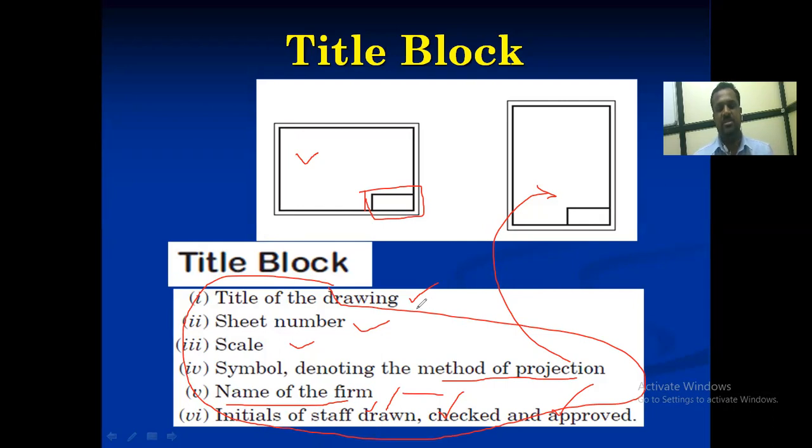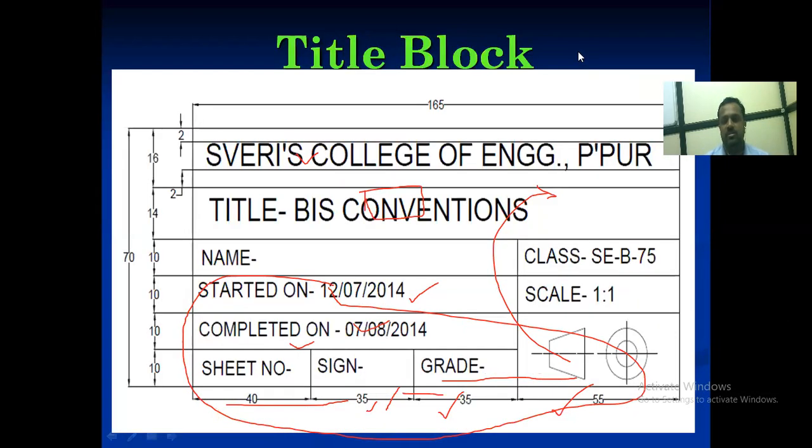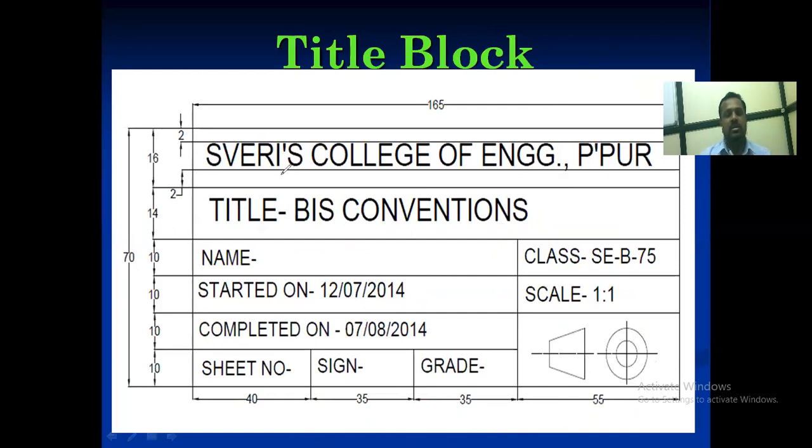Now see here, what dimensions are used to prepare the title block. This is the dimension we need to use. While drawing the title block or nameplate, we have to follow such dimensions. First of all, we have to draw one horizontal line of 165, then one vertical line of 70. That means we have to prepare a 165 into 70 block like this.